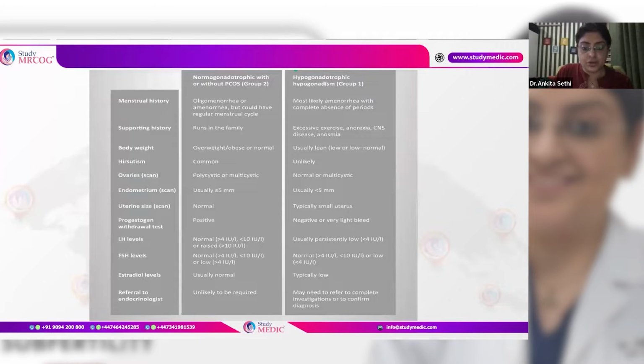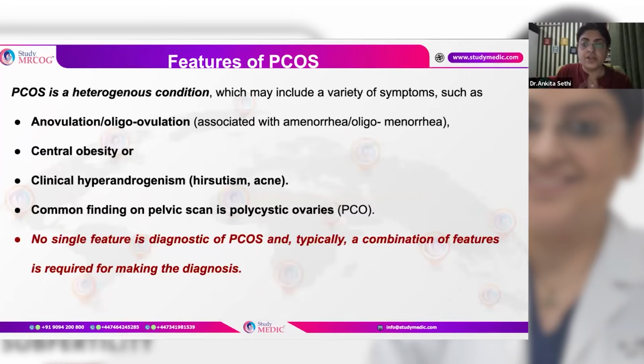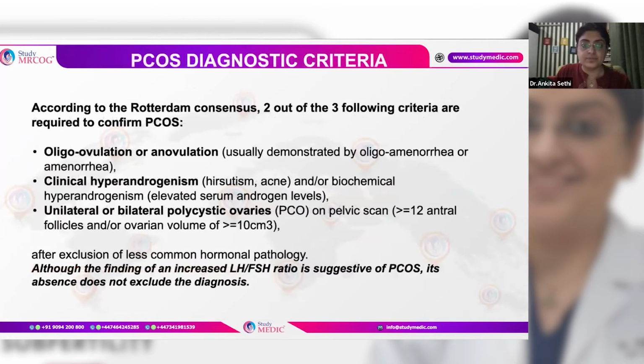So referral to endocrinologist may be considered in hypogonadotropic hypogonadism to confirm the diagnosis, but in PCOS it's unlikely to be required. So what are the features of PCOS? PCOS is a heterogeneous condition which may include a variety of symptoms such as anovulation, central obesity, or clinical hyperandrogenism. Common finding on a pelvic scan is polycystic ovaries. No single feature is diagnostic of PCOS, and typically a combination of investigation is required for making a diagnosis.